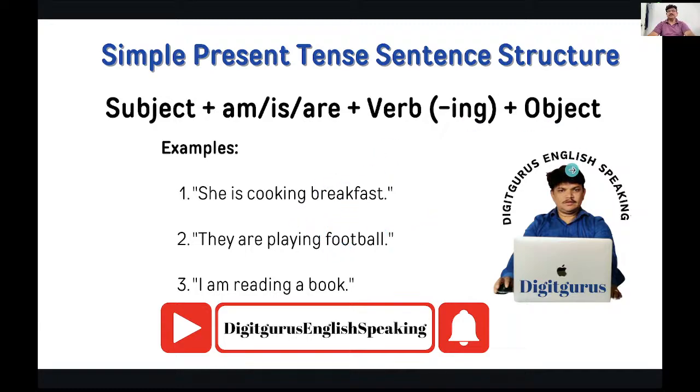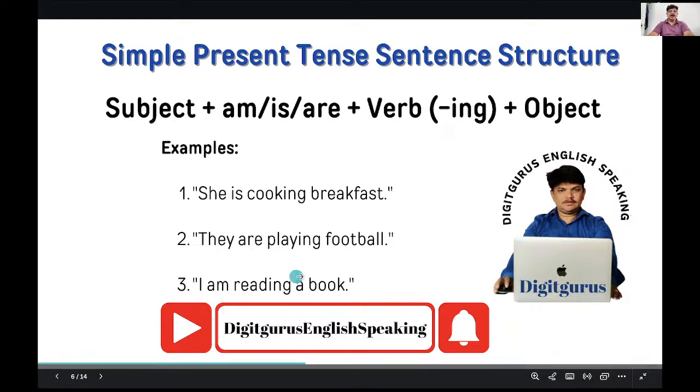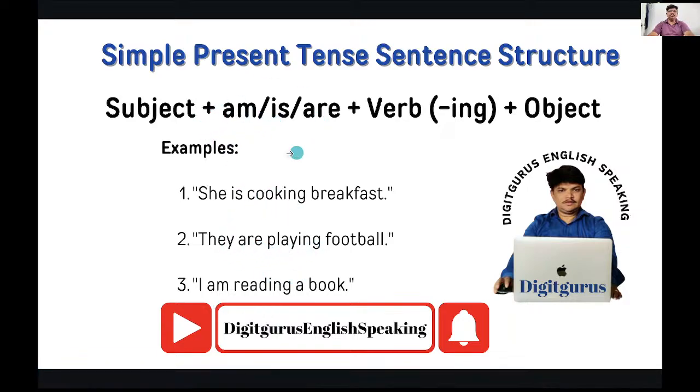Now breakfast is the object. This is the direct object. There are two types of objects, direct and indirect objects. We are going to learn them in more detail, but here we have used a direct object. They are playing football. Here they is the subject, and are is the auxiliary verb. Am, is, are are the helping verbs. We have used the helping verb are here.